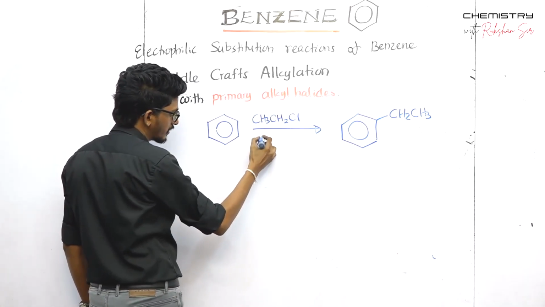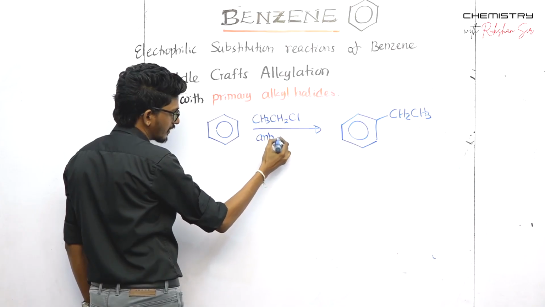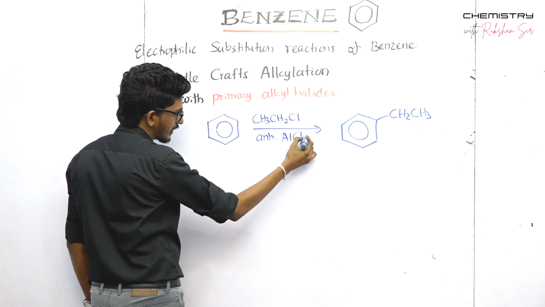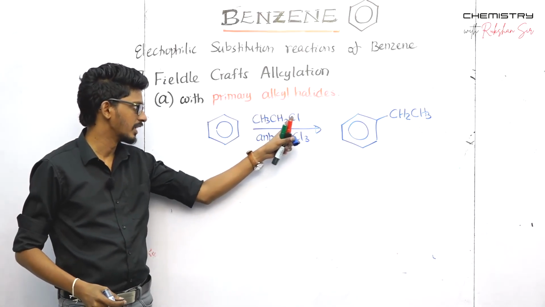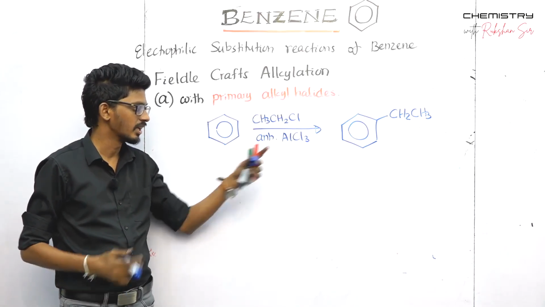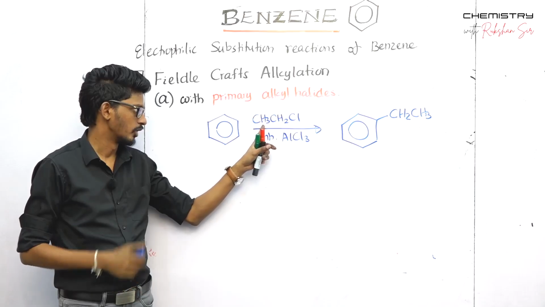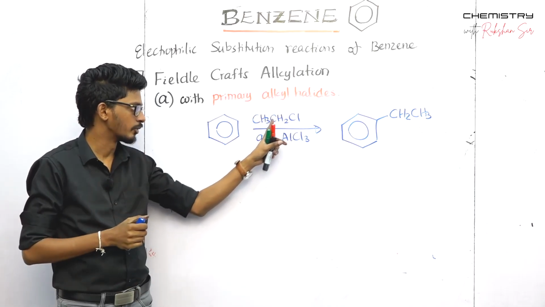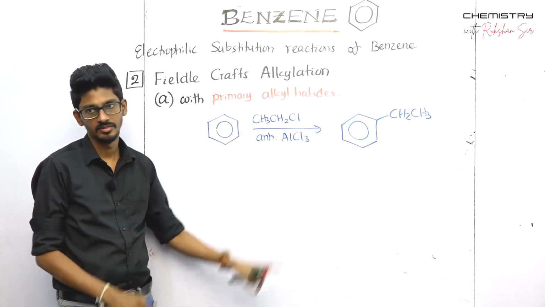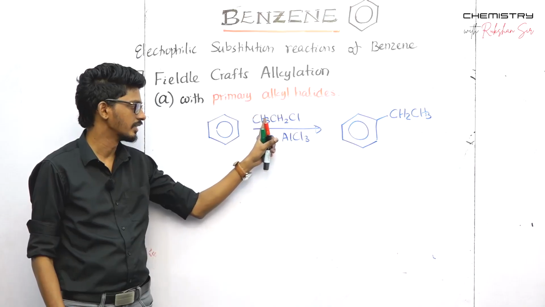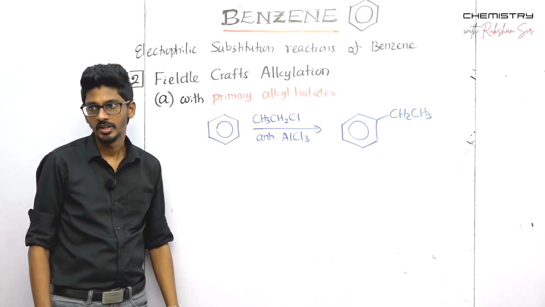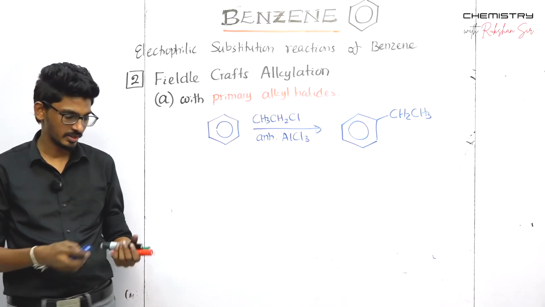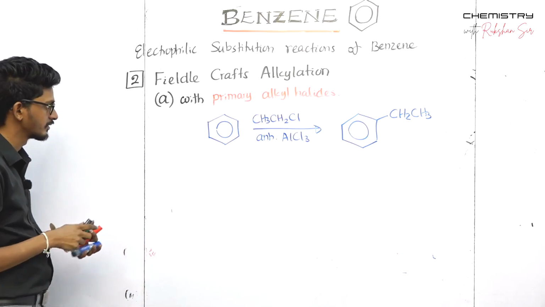So that should be added with the anhydrous AlCl3 catalyst, right? If you are supposed to come up with Br here, the catalyst should be AlBr3. If you are adding the Br here, alkyl bromide, the catalyst should be AlBr3. If you are coming up with alkyl chloride, Cl here, the catalyst should be AlCl3, right? Okay, so let's discuss this mechanism as well.